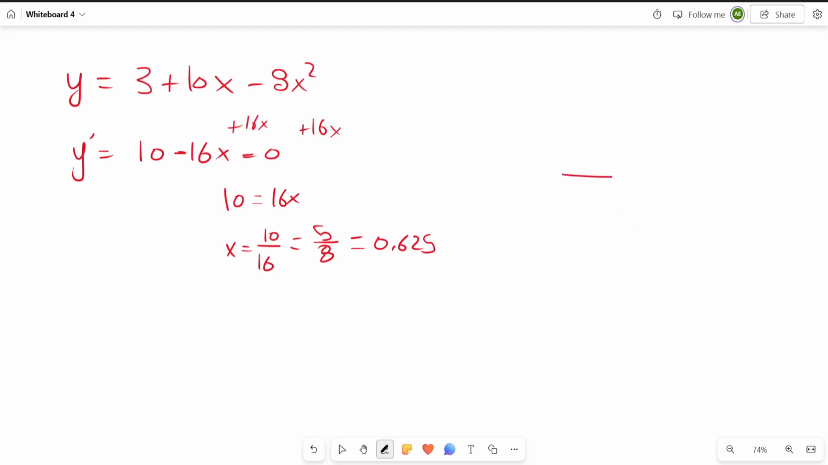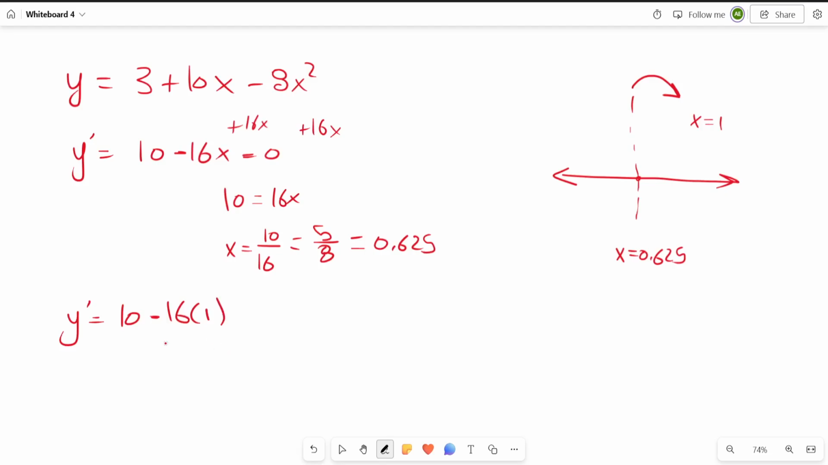So let's do our number line. So we have this point where x equals 0.625, and we are going to do the same as we did for the previous example. Let's test a point to the right of our turning point. Let's say x equals 1, and let's see what happens. So y dash is going to equal 10 minus 16 times 1, and I know that 10 minus 16 is negative 4. So in this part, I have a negative gradient, so this part is decreasing.